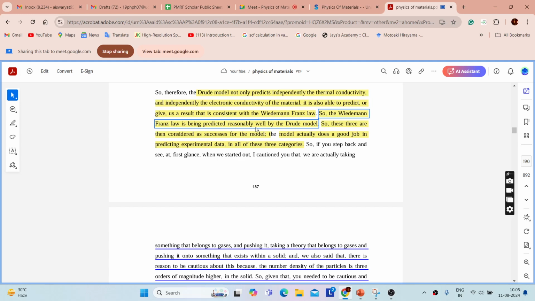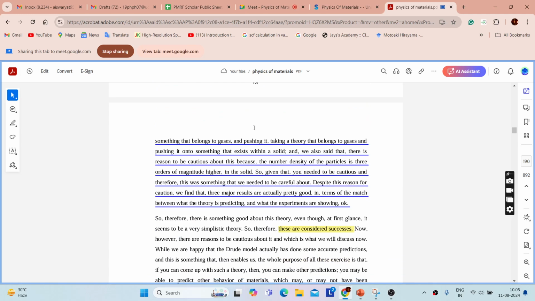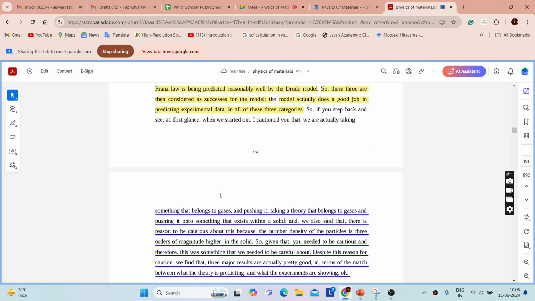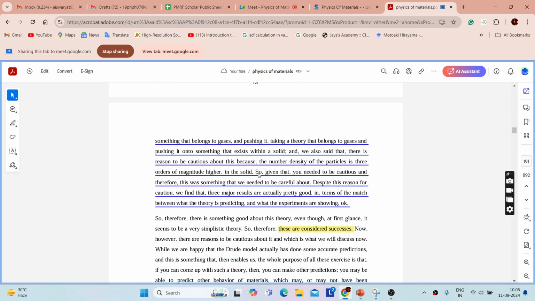These three things are successful for this model. This model does a good job in predicting the experimental data in all three categories: thermal conductivity, electrical conductivity, as well as the Wiedemann-Franz law. Now, we took a theory that belongs to gases and pushed it into something that exists within solids. That's what we have done, right?